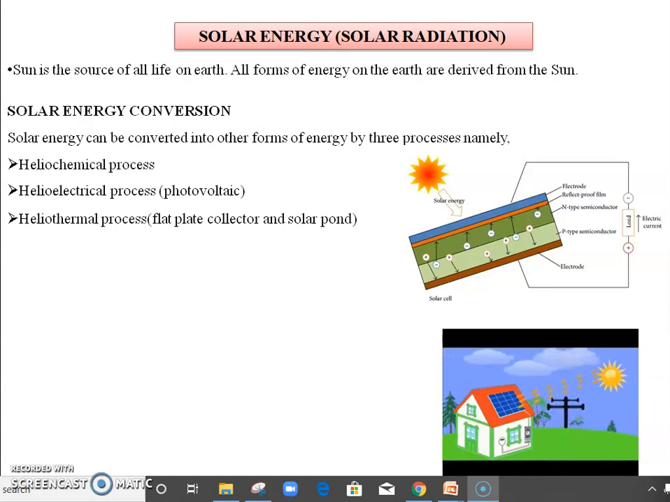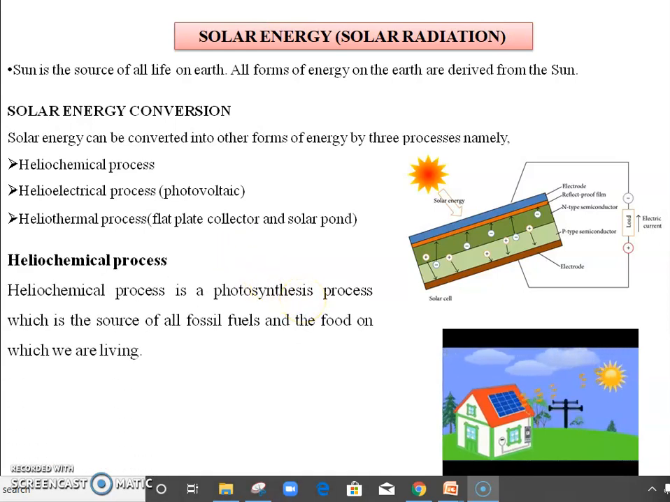Helioelectrical is nothing but direct conversion of solar energy into electrical energy. The heliothermal process covers the flat plate collector and the solar pond. The photovoltaic cell, the flat plate collector, and the solar pond are very important with respect to your examination. First, let us discuss the heliochemical process.